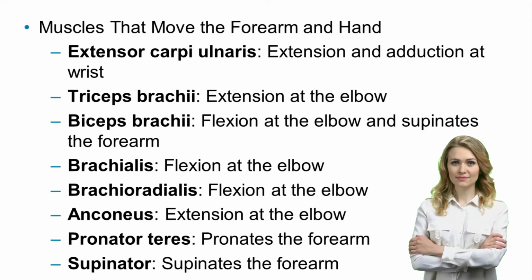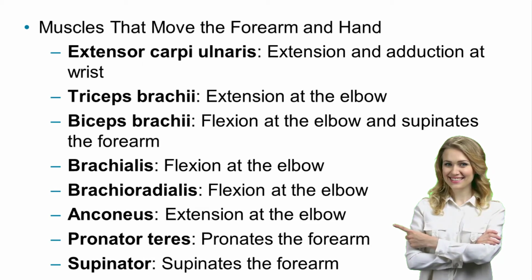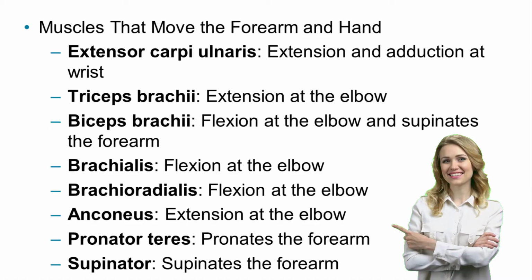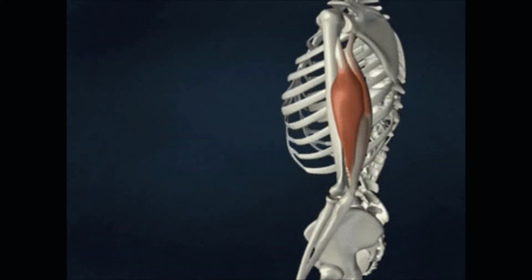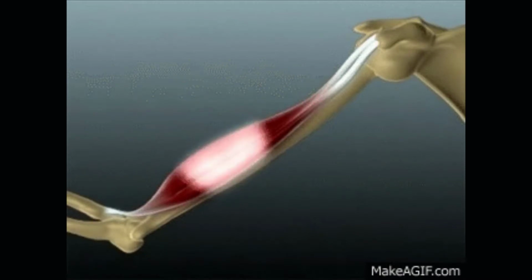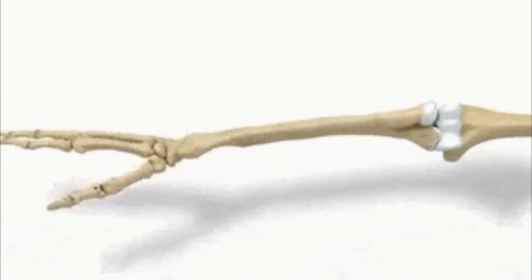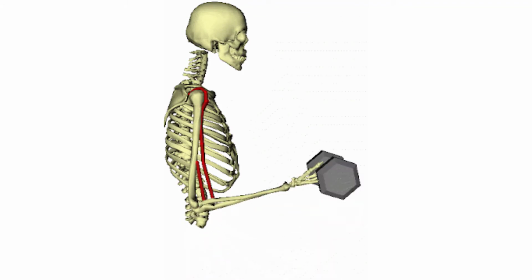The muscles that move the forearm and hand include the extensor carpi ulnaris, the triceps brachii, the biceps brachii, the brachialis, the brachioradialis, the anconeus, the pronator teres, and the supinator. The extensor carpi ulnaris extends and adducts at the wrist. The triceps brachii extends the arm at the elbow. The biceps brachii is in charge of flexion at the elbow and works in part to supinate the forearm. The brachialis and brachioradialis both are responsible for flexion at the elbow.